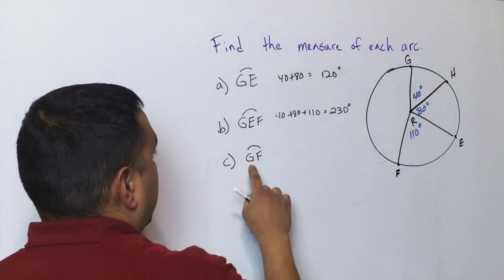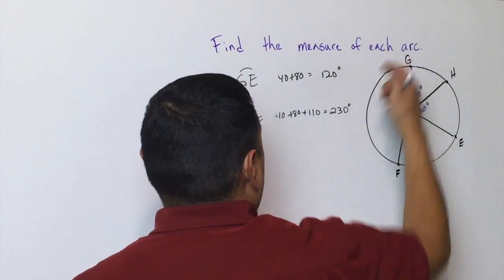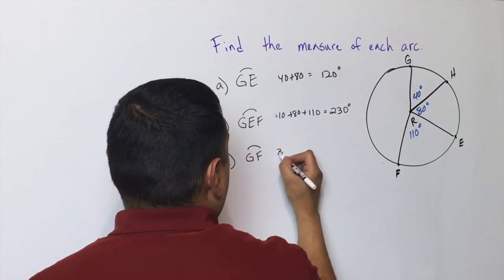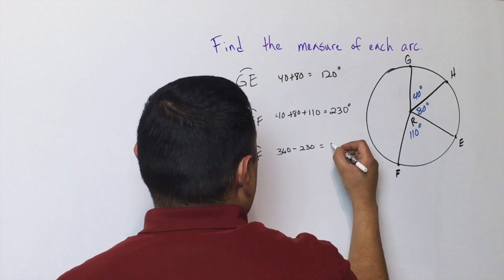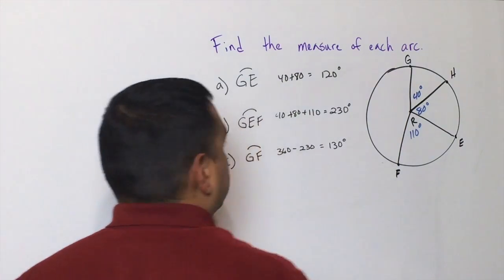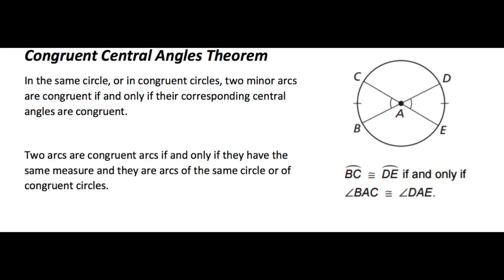Now if I want arc GF, I'm going to have to go this way, which means that's going to be equal to 360 minus the 230, which would be equal to 130 degrees. Two circles are congruent circles if and only if they have the same radius. The congruent central angles theorem says in the same circle or in congruent circles, two minor arcs are congruent if and only if the corresponding central angles are congruent.